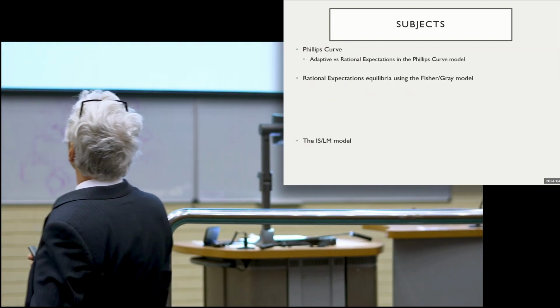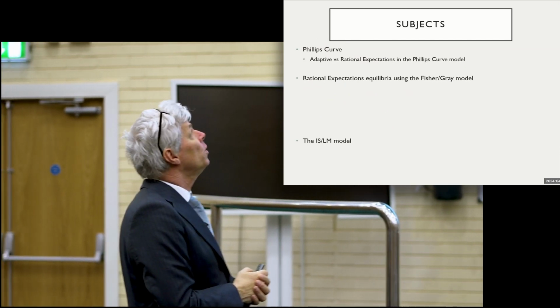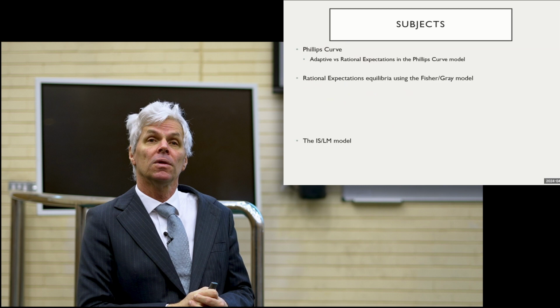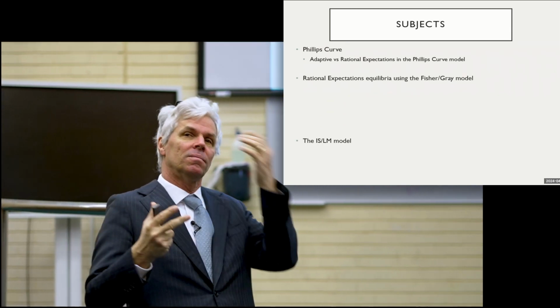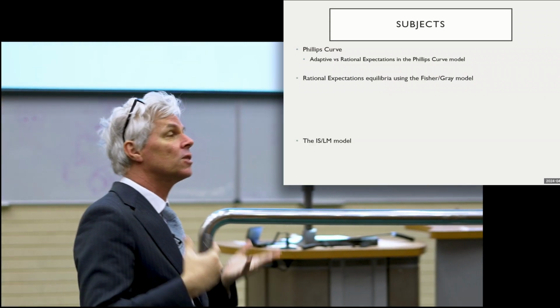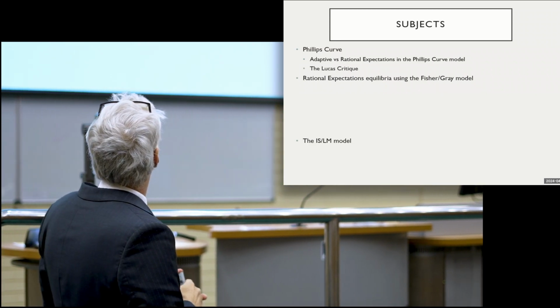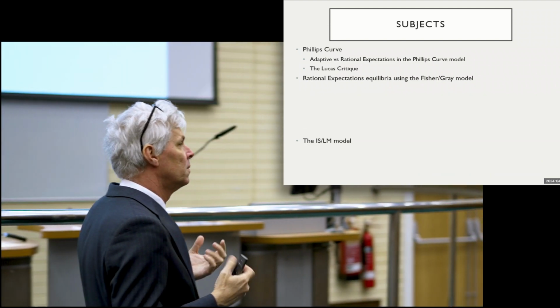Okay. So in the Phillips curve, what did we learn? Broadly speaking, we talked about adaptive versus rational expectations in the Phillips curve model. I didn't put it down, but we talked about inflation bias. That's part of the long-run equilibrium for either adaptive or rational expectations. So what's going on with the inflation bias? And the Lucas critique. Those are the things that we got out of that.